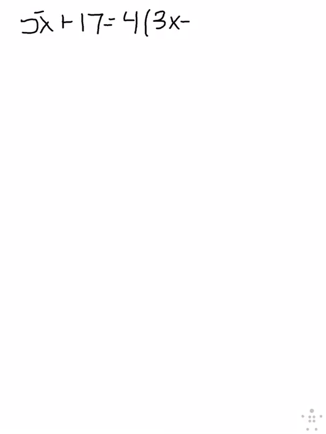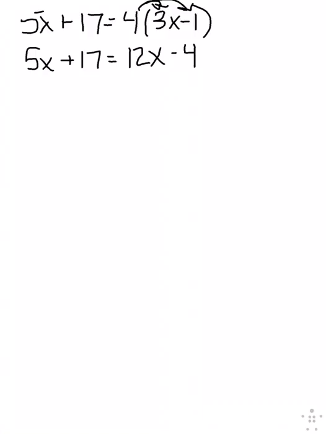3x minus 1 half? So we're going to start off by distributing to both parts of the parentheses. Distribute means multiply. So when we multiply, 4 times 3 is 12, so it's 12x. 12 times negative 1 is negative 4.